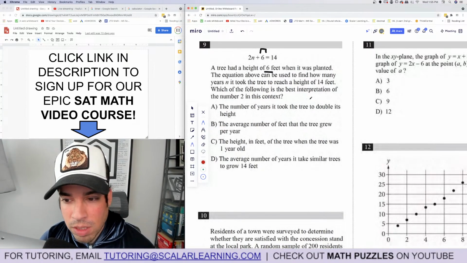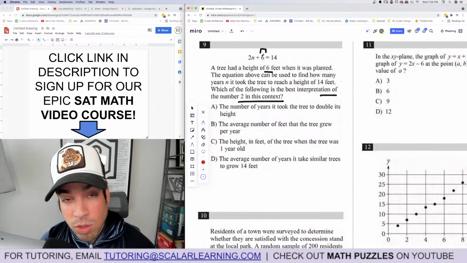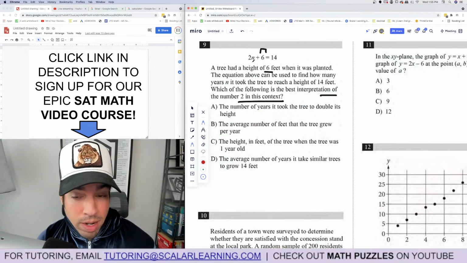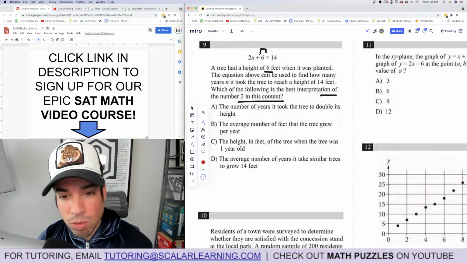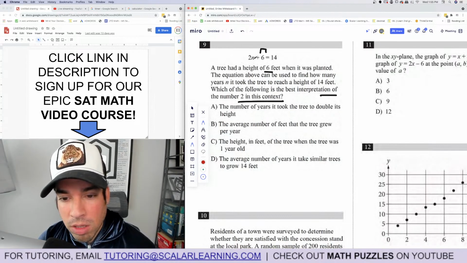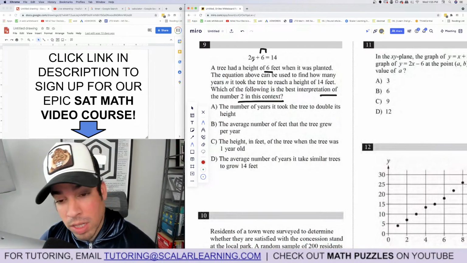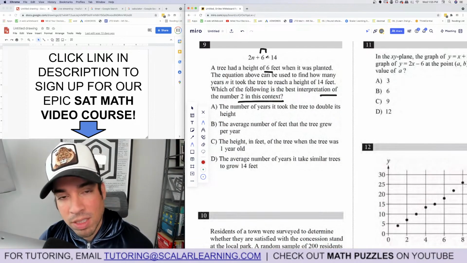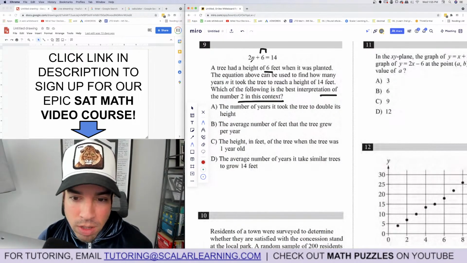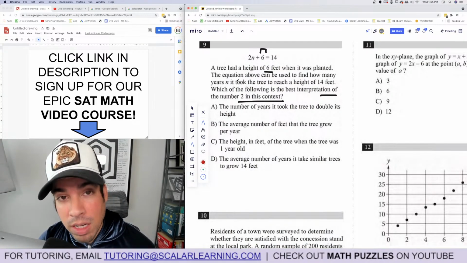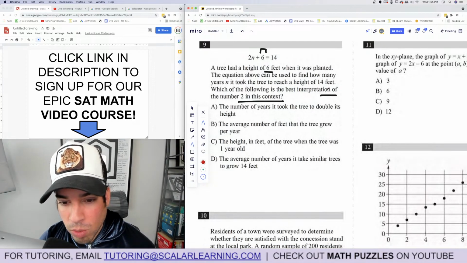Great. Which of the following is the best interpretation of the number 2 in this context? Okay, so that doesn't matter. 6 is where it started. 2 is like the slope, right? Even though it's not in slope-intercept form, it's the rate of change. So think about it. If n is 1, that's 1 year, and it's going to be 2 plus 6 is 8. When n is 2, that's 2 years, it's going to be 10. So every year, it's growing by 2 feet.